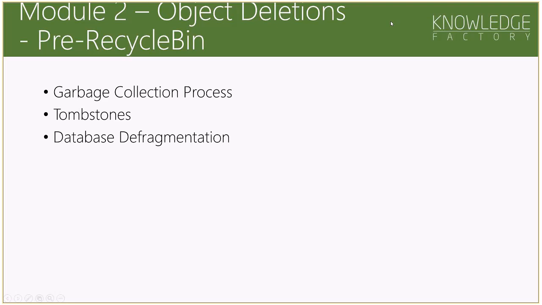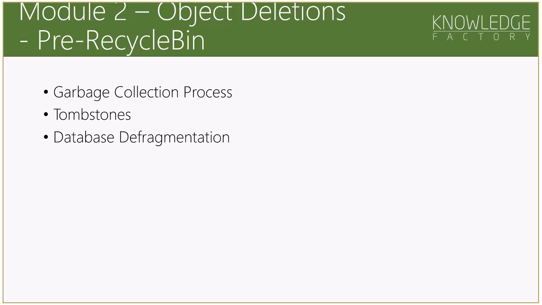So we're going to first start talking about object deletions pre-recycle bin, because I know that not everybody has enabled it yet. When data is deleted from Active Directory, the data can't simply disappear from the directory because the deletion must be replicated so that all domain controllers know of the deletion. Because what would happen if we didn't replicate the deletion, make them tombstone? The other domain controllers wouldn't know if an object is deleted or not.